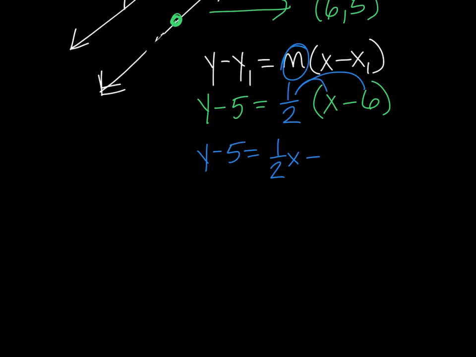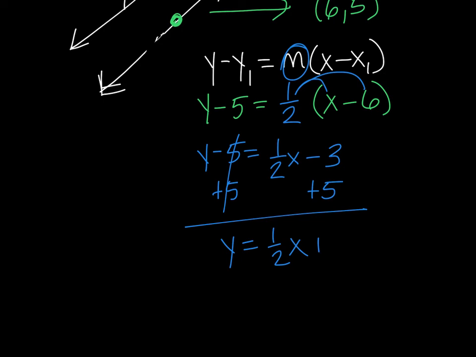Think about it. You don't even have to do fraction math. You just have to think. Half of 6 is 3. And then my last step is get y by itself. So I'm going to add 5 to the other side. Let me add it to the constant on the other side. And we get y equals 1/2 x plus 2. And that's the equation of the second line. It's not too bad. Parallel lines mean they have the exact same slope.